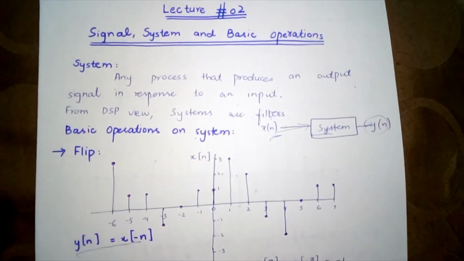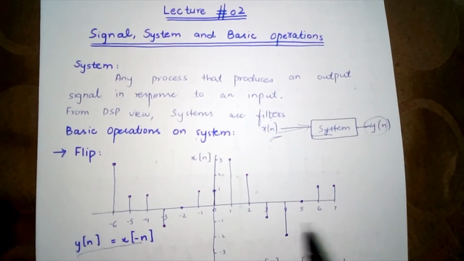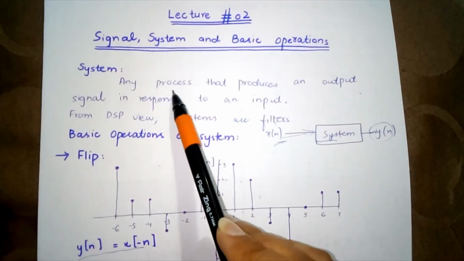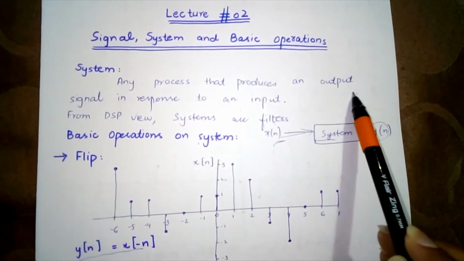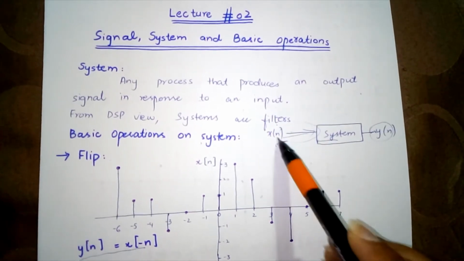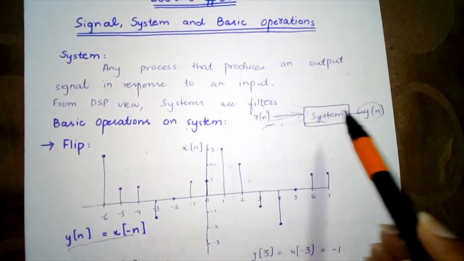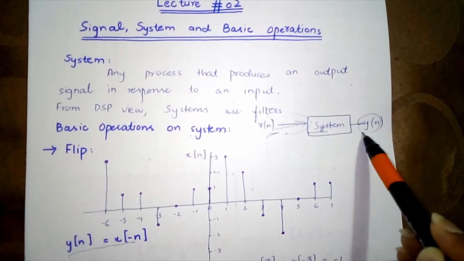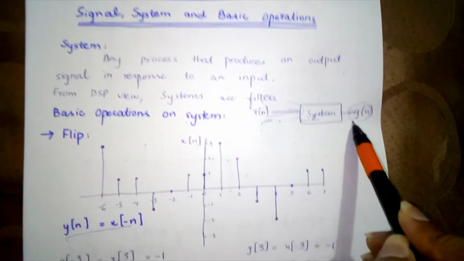So first of all, I will tell you about the system. What is a system? A system is any process that produces an output in response to an input signal. So this is an input signal. When we apply it to the system, it will create an output at the receiver end.